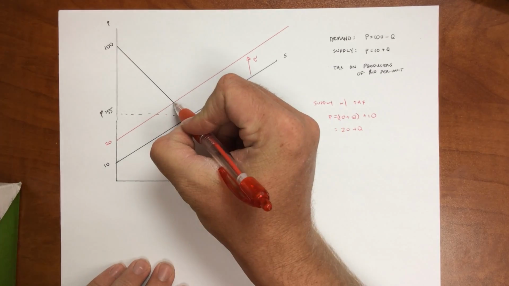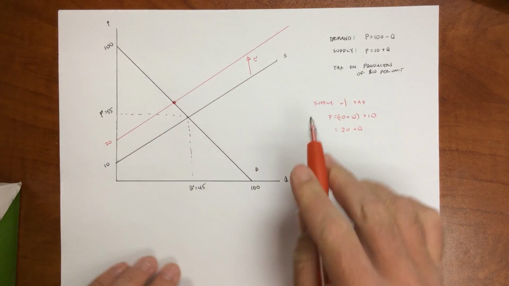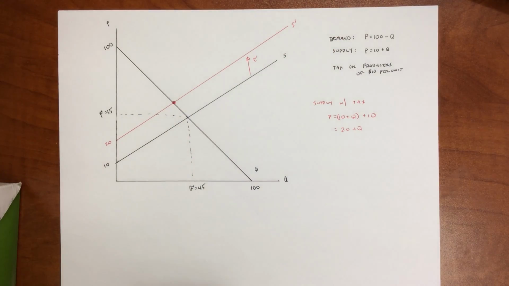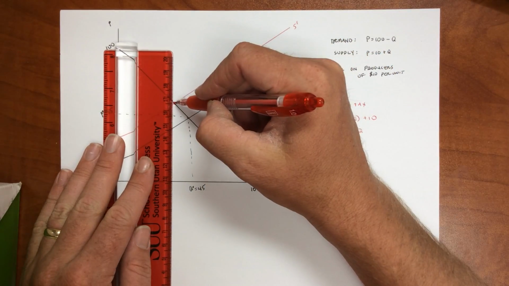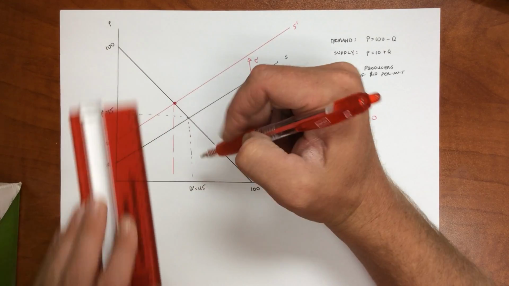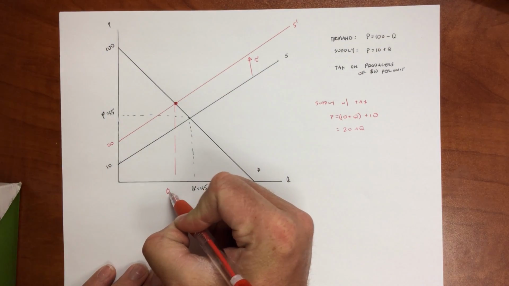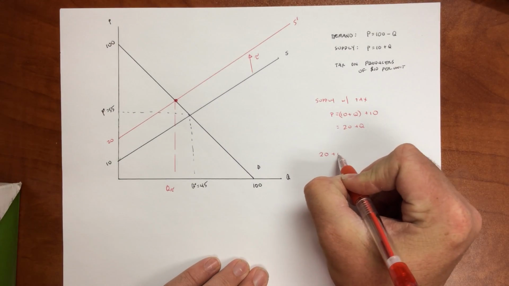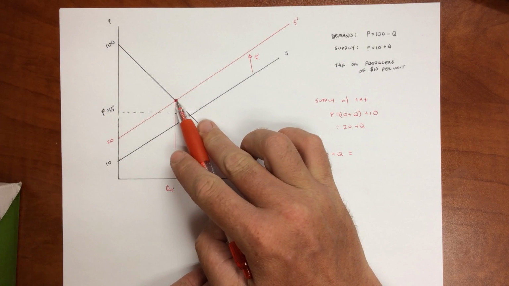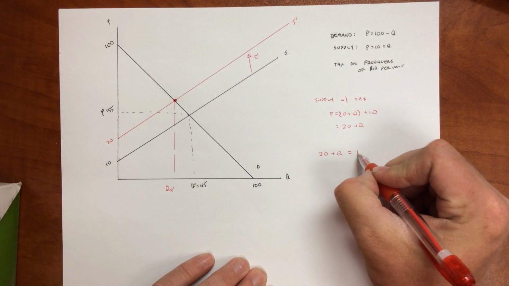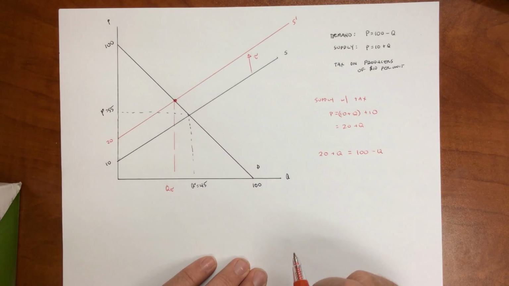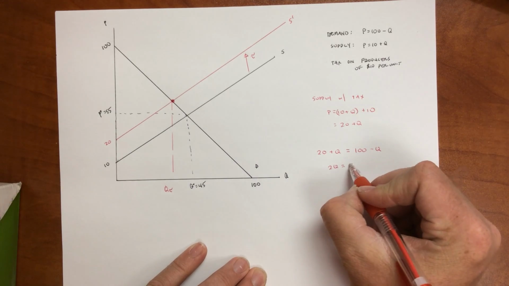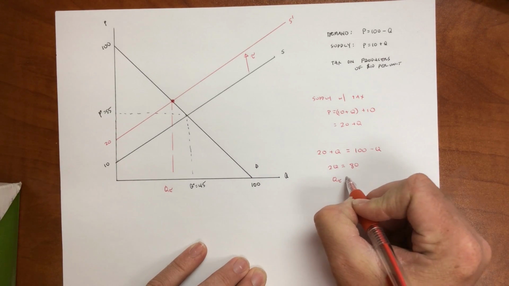Now what we need to do is find this point here where our new supply equation is equal to our original demand equation. When we set those lines equal to each other and solve, we should come up with our new quantity with taxes. So we set 20 plus Q, our new supply equation, equal to our original demand equation, 100 minus Q. I bring Q to this side, so I get 2Q equals, subtract 20 from each side, 80. So my quantity with tax is equal to 40.